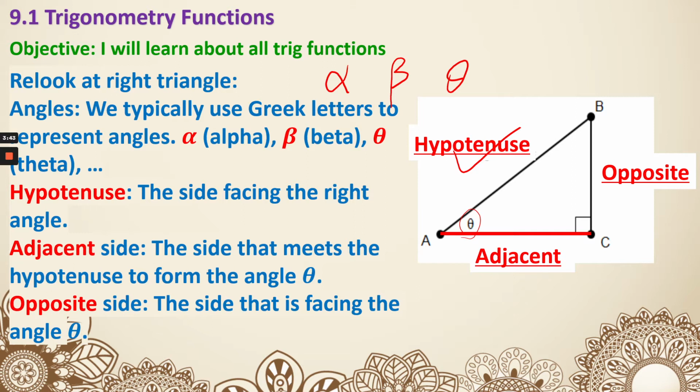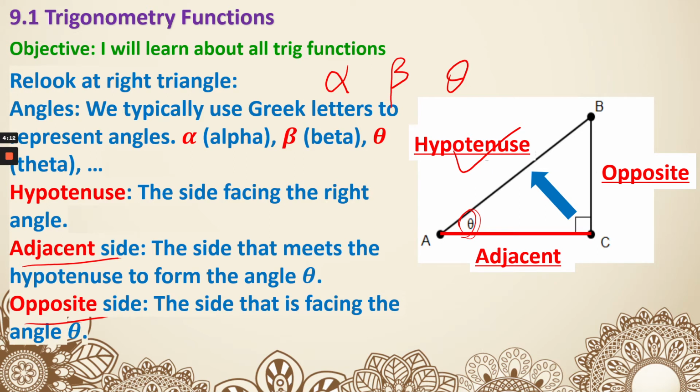Hypotenuse is the side that's facing the right angle, we already know that. Adjacent side, this is where things get slightly tricky. Adjacent side and opposite side depend on where our angle is. So adjacent side means the side that meets the hypotenuse to form the angle, or just like the word adjacent, it means next to. So whichever angle we pick, this is our theta, and that is our adjacent side, the side actually next to the angle.